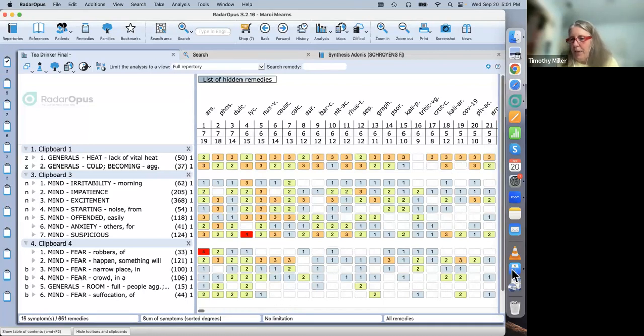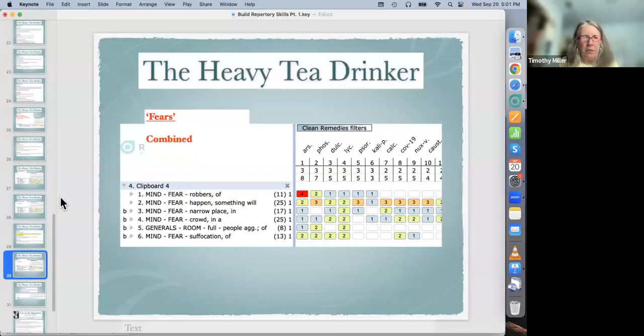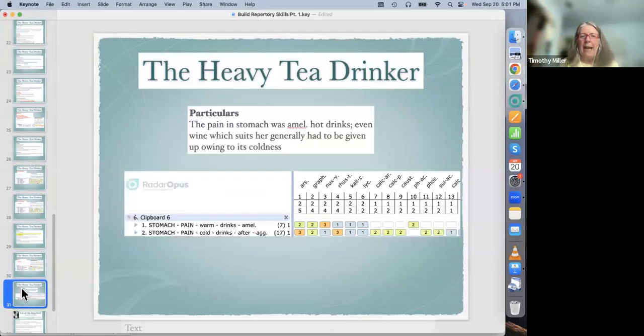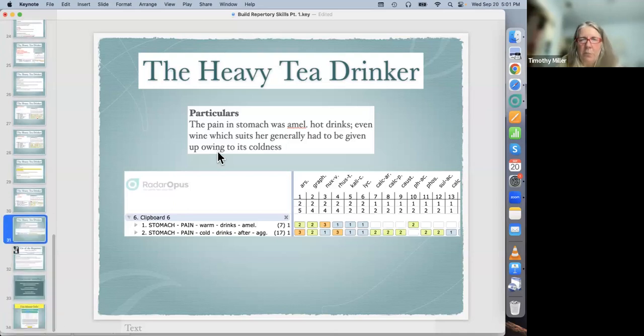All right, let's go back to my prepared presentation because we're just about to run out of time here. Now we get down to the particulars. Remember, we only need these as we get to the point of being able to individualize the prescription. So what she says is the pain in the stomach was ameliorated by hot drinks. Even wine, which suits her greatly, had to be given up owing to its coldness. On my clipboard 6, I have got those symptoms.